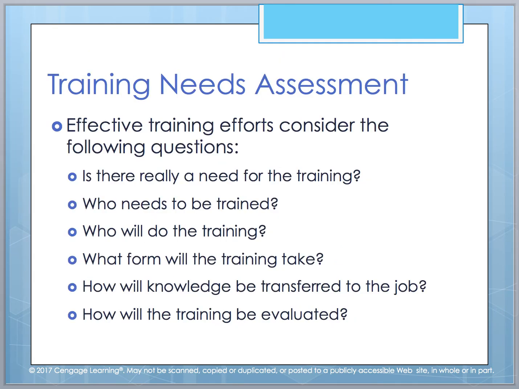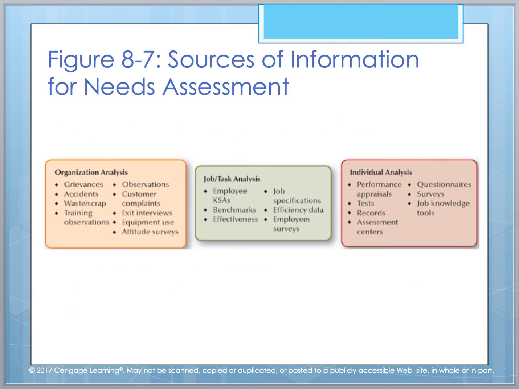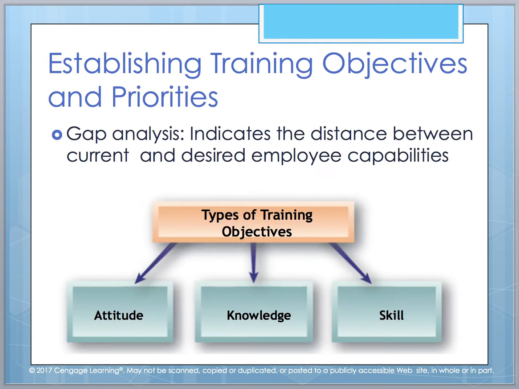When we look at training needs assessment, there are effective efforts that are considered, like who needs to be trained, who will do the training, what form the training will take. There are certain sources that we use. Grievances and accidents encompass organizational analysis. Job specifications can deal with job task analysis. Job knowledge tools can encompass individual analysis.